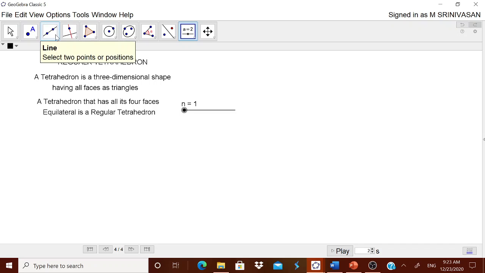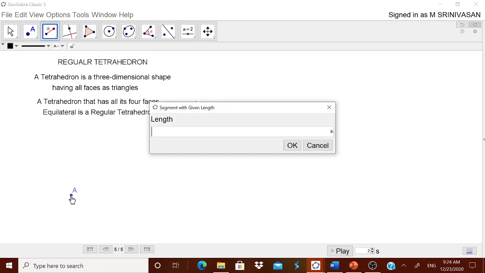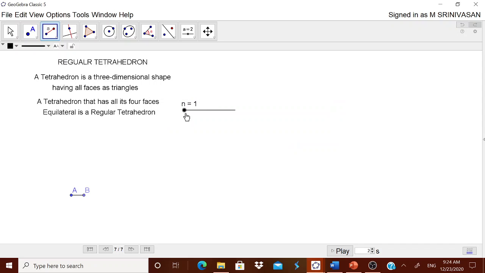Now we will go for one line segment simply, the line segment of the given length. I want it to be of the given length. Therefore, when I touch A, it will ask me the length. I will give it as n, small n. Now they are becoming AB. Now escape. I will move it and it will also move. I will keep it in a convenient place now.